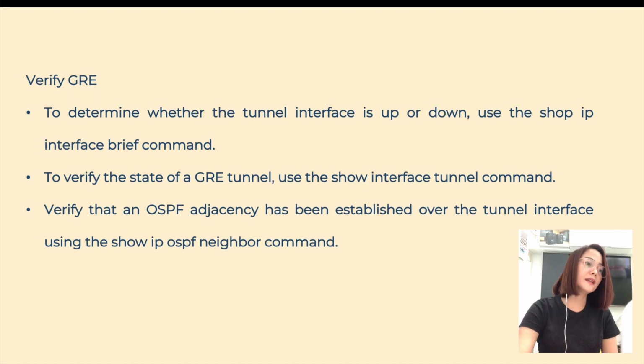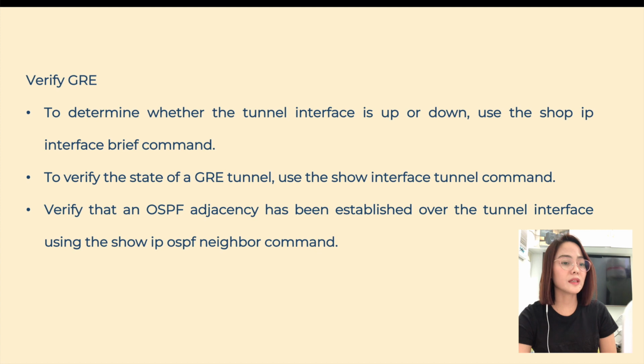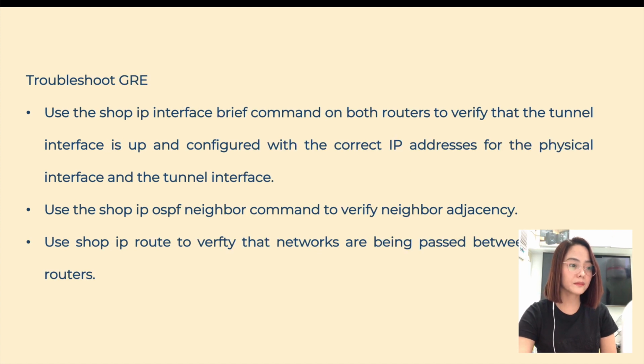Verify GRE. To determine whether the tunnel interface is up or down, use the show ip interface brief command. To verify the state of a GRE tunnel, use the show interface tunnel command. Verify that an OSPF adjacency has been established over the tunnel interface using the show ip ospf neighbor command.